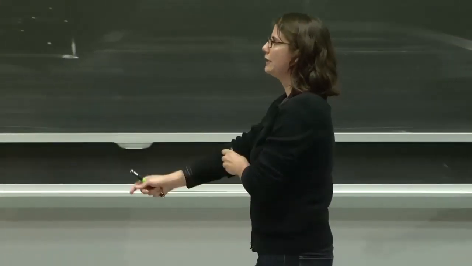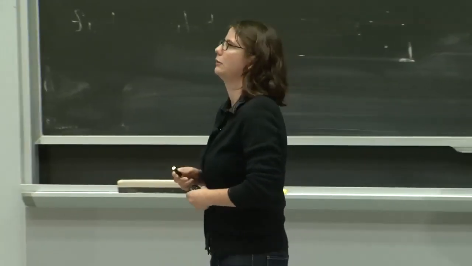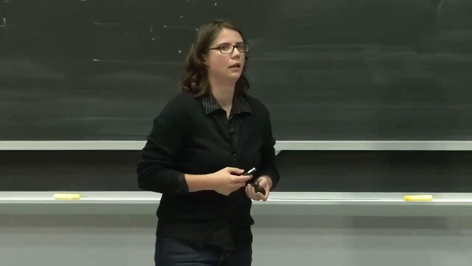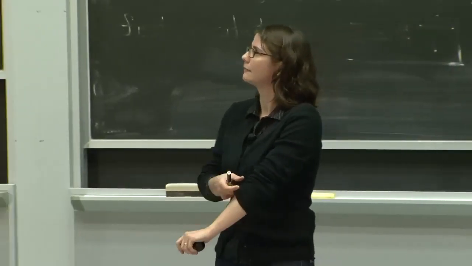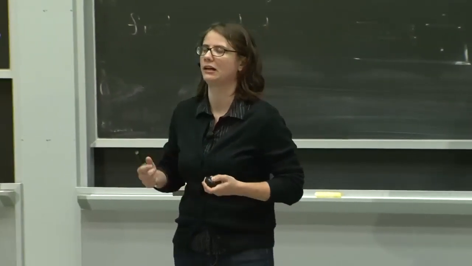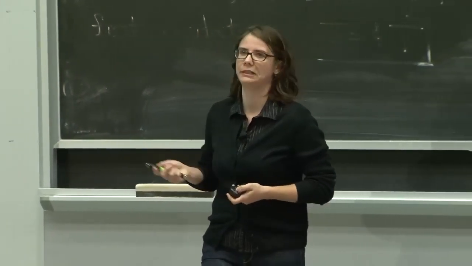Okay, so that's all for the administrative part of the course. So let's start by talking at a high level, what does a computer do? Fundamentally, it does two things. One, it performs calculations. It performs a lot of calculations, right? Computers these days are really, really fast. 1 billion calculations per second is probably not far off. It performs these calculations and it has to store them somewhere, right? Stores them in computer memory. So a computer also has to remember results. And these days, it's not uncommon to find computers with hundreds of gigabytes of storage.